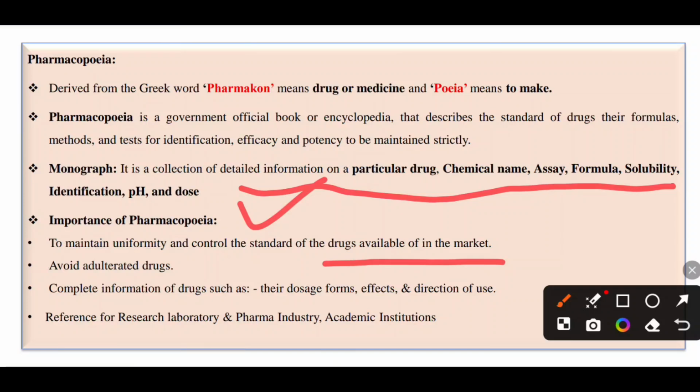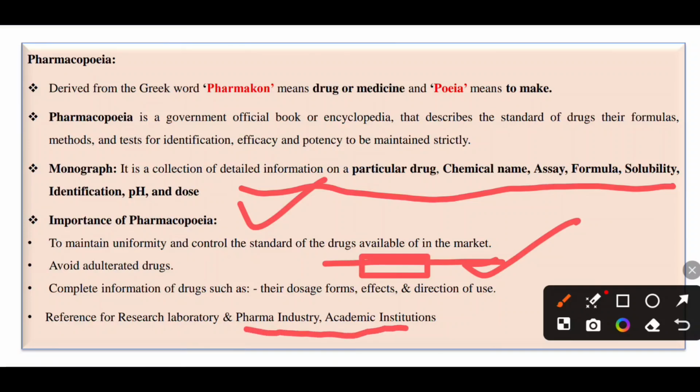Okay, whichever medicine you have to prepare, their dosage form, that may be solid dosage form, that may be liquid dosage form, that may be semi-solid dosage form. What is the dosage form of the medicine or of the drug, and their effects, their direction, how to use. Clear? All the information is in the pharmacopoeia.